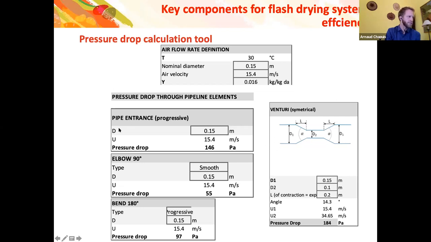I only gave some examples here. You will have, for example, the pipe entrance that will generate quite a high pressure drop. Then you can have elbows. You will generally have a bend at the top. You will also probably have a venturi, and you can have other elements that are proposed in the tool. In the end, you will sum up the pressure drop, and this is a value that you can give to a blower provider to select an appropriate blower.